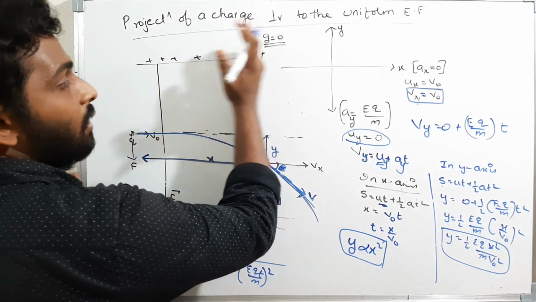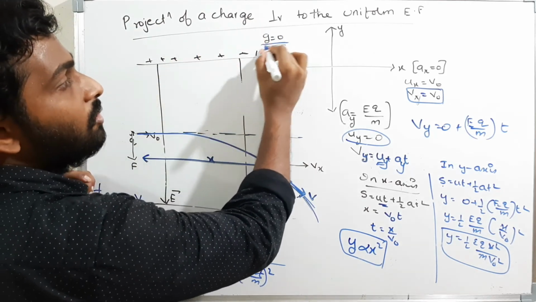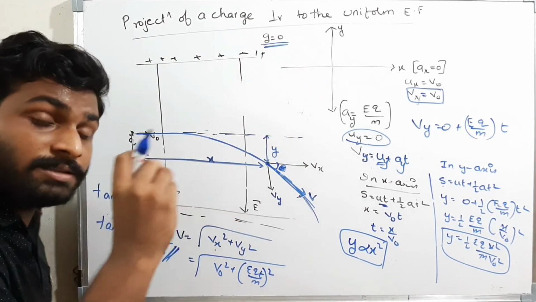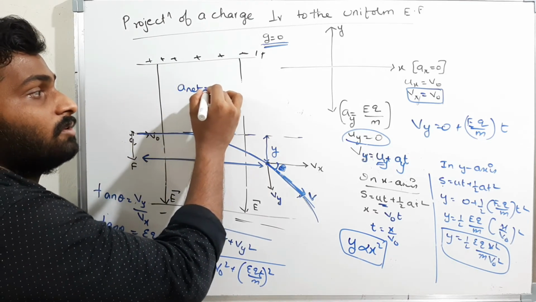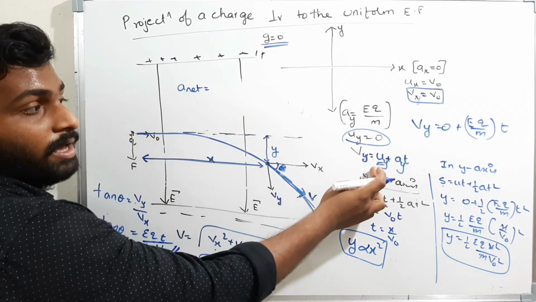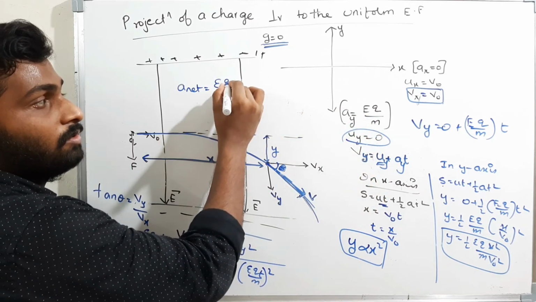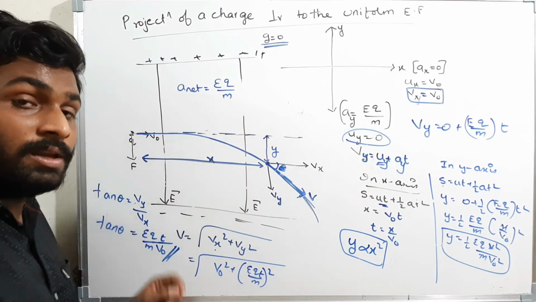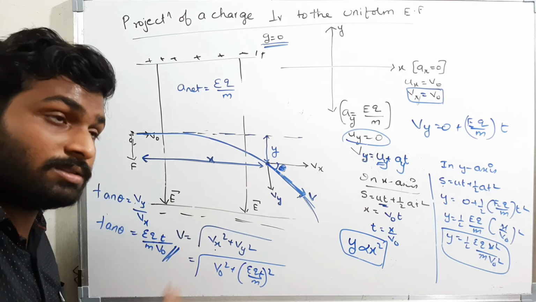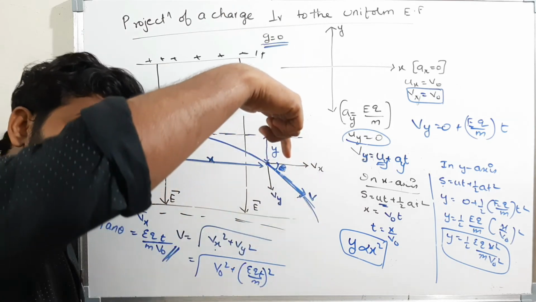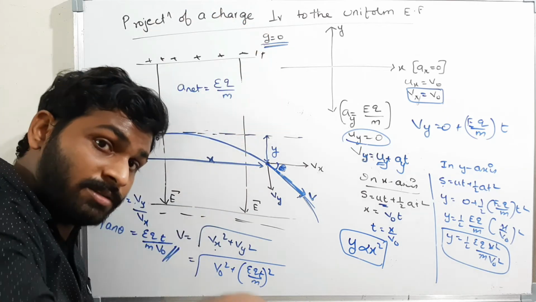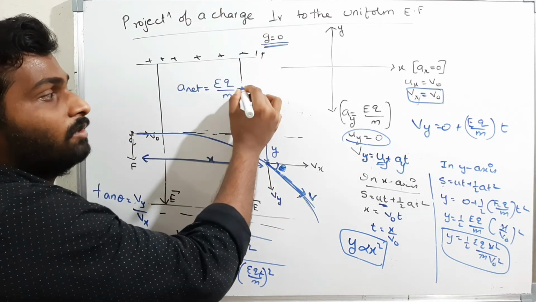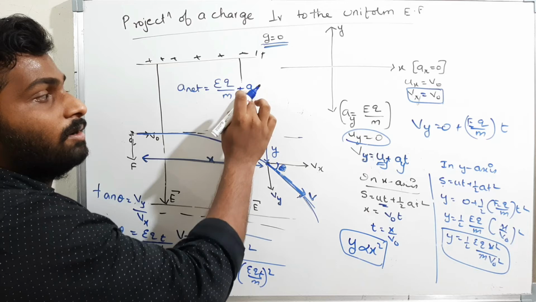Now, I assumed the acceleration due to gravity is equal to 0. But if there is some acceleration due to gravity, then what is the net acceleration? Along the y-axis, the acceleration is eq by m. The acceleration due to gravity acts downwards, so the net acceleration downwards along the y-axis is eq by m plus g.